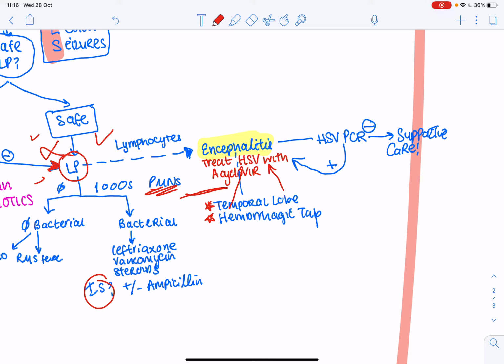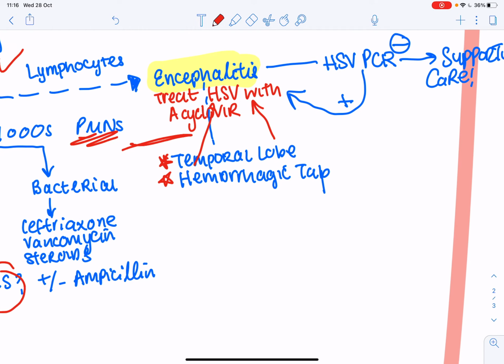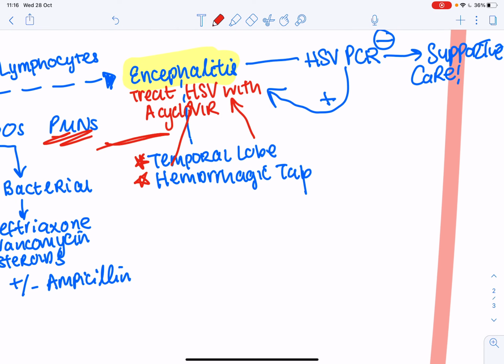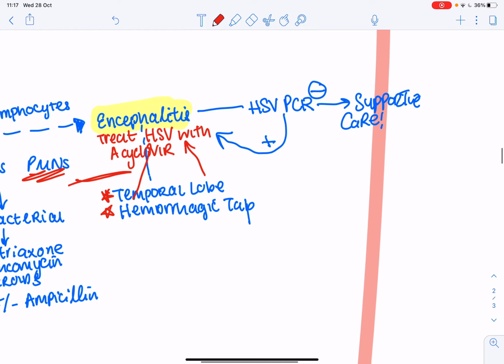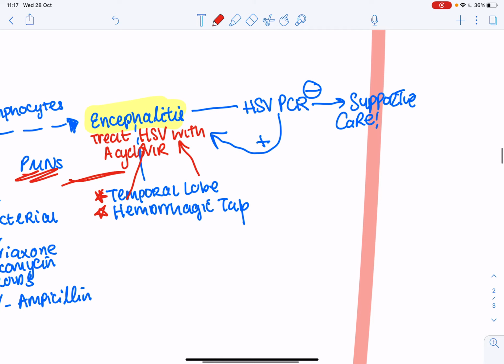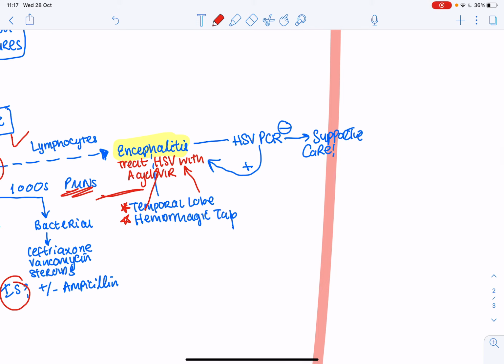In actual clinical practice, this does not absolutely guarantee encephalitis. This is not the criterion for encephalitis in general, but for HSV encephalitis. But in the question, you're being pointed towards HSV encephalitis if you encounter temporal lobe or hemorrhagic tap. Now, if you suspect encephalitis, you need to diagnose with HSV PCR. If HSV PCR comes out positive, great, you can continue treating with acyclovir. However, if the HSV PCR is negative, you can just give supportive care, and that is it.